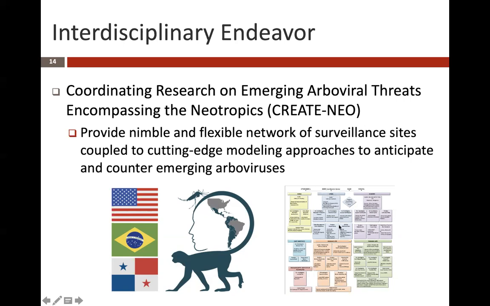You can see here an organizational chart. The details are obviously not important, but you can see here in different colors some of the different countries that are involved, some of the different universities within the US, and each box represents essentially one key collaborator, PI or co-PI. So there are a lot of us involved trying to develop a surveillance network that is then coupled with modeling approaches to better anticipate and counter emerging arboviruses.